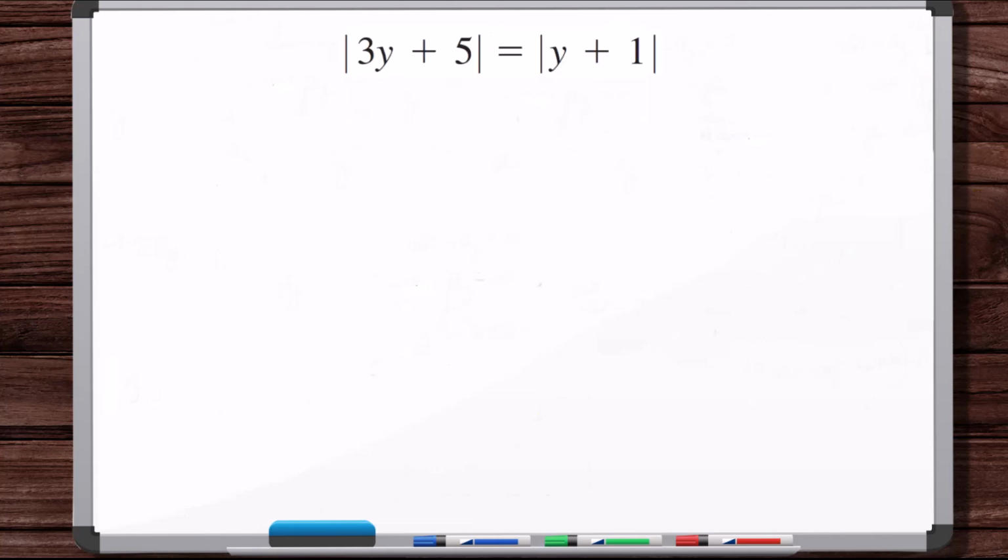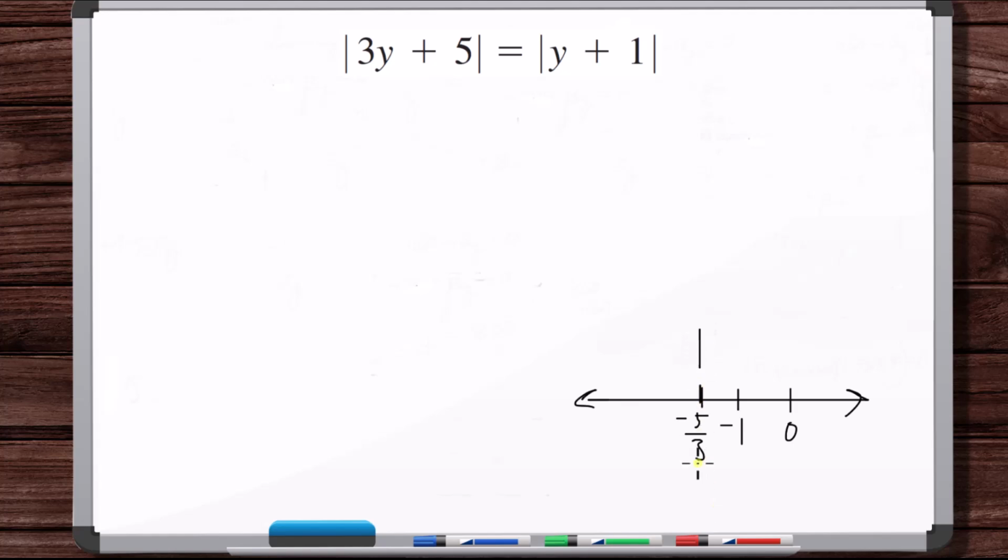Okay, so now here, this is a little more complicated. Now we have two absolute values. So, okay, let's get the boundary points. -1 is going to be a boundary point, and -5/3. So, okay, -1, -5/3.